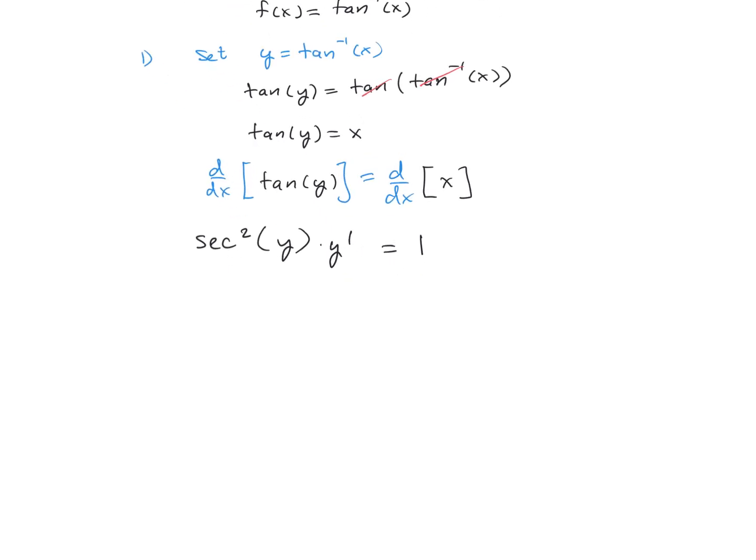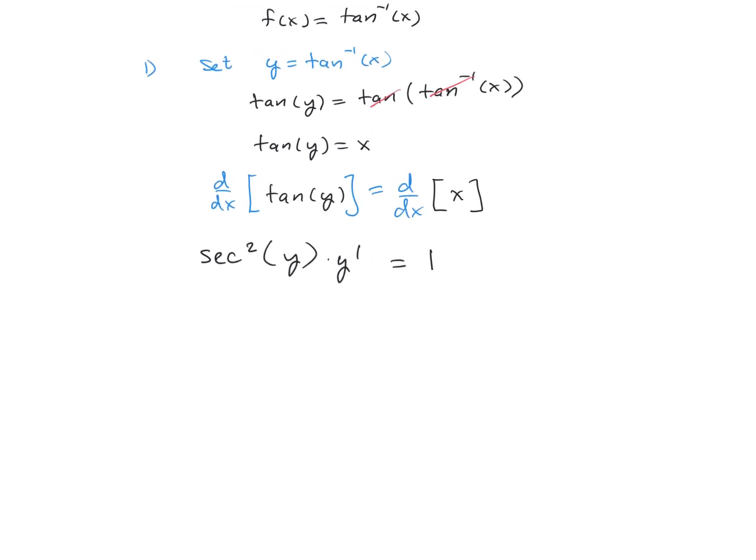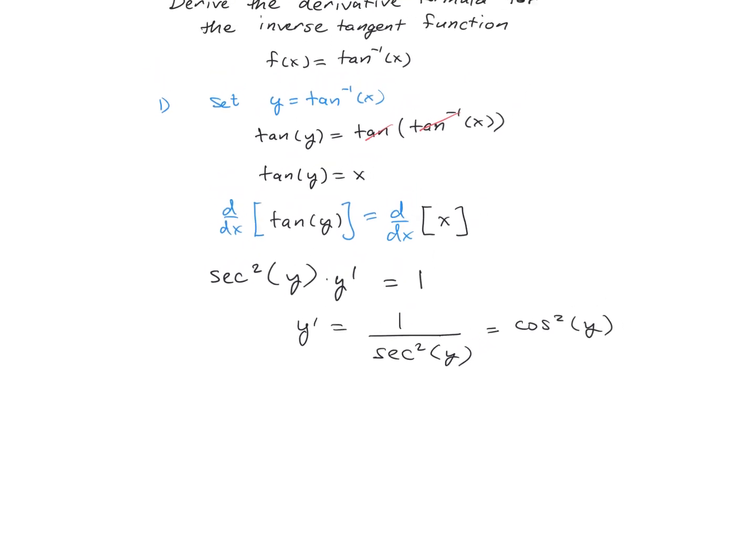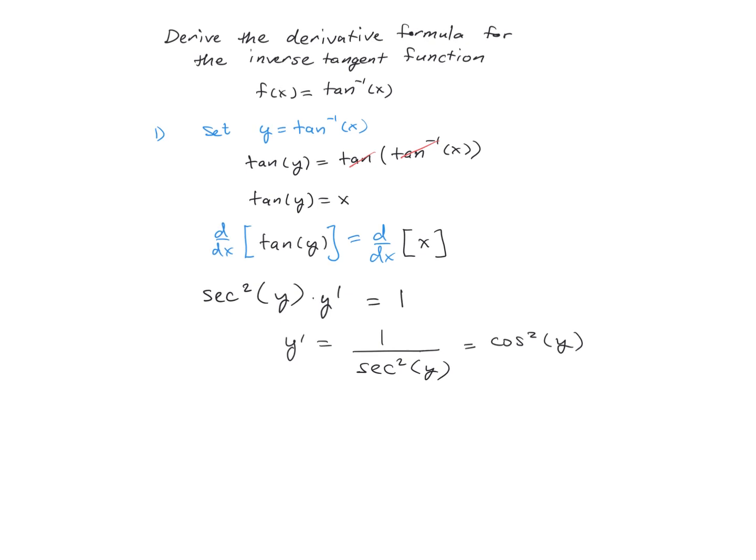We now need to solve for y prime. So in doing so, we're going to have y prime is equal to 1 divided by the secant squared of y. And that is recognized as the reciprocal of cosine. So the reciprocal of the reciprocal is just the original cosine squared of y. We cannot keep our answer in this form here because the original problem didn't have y. That was something that we went through and named. So what we're going to do is convert this back into the variable x.